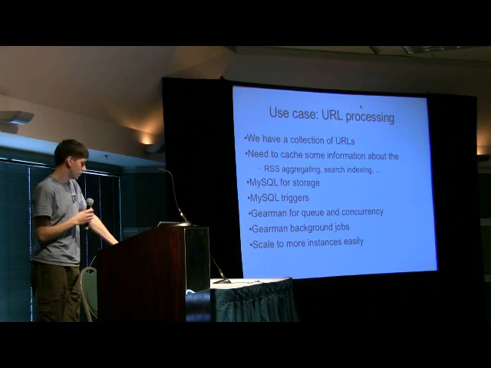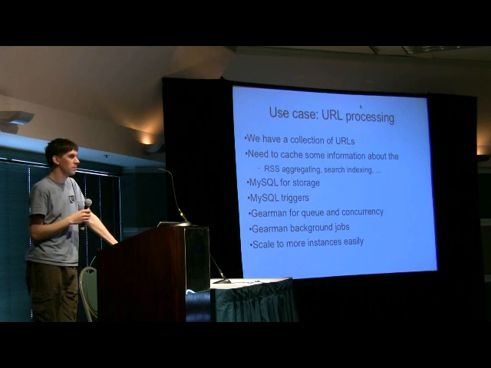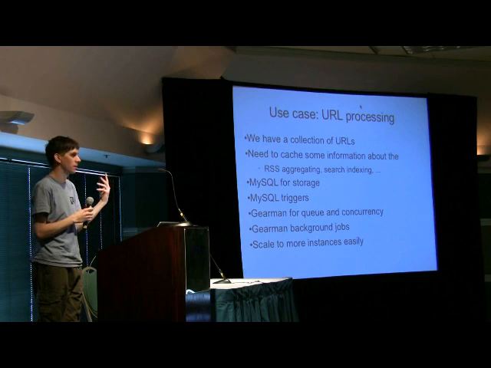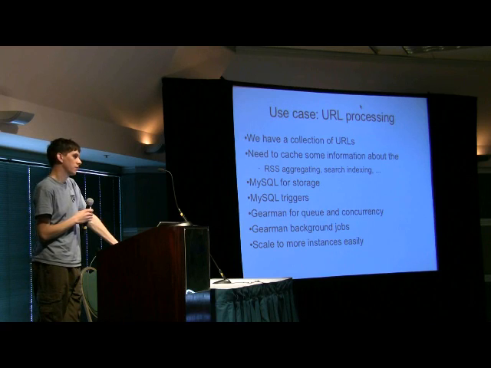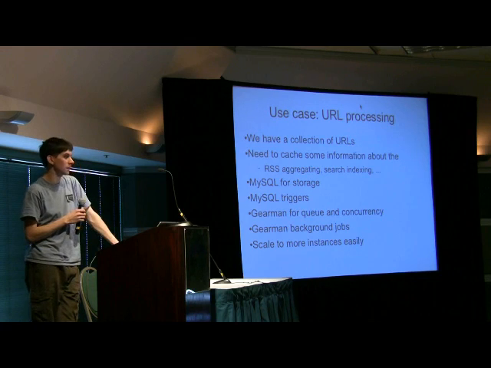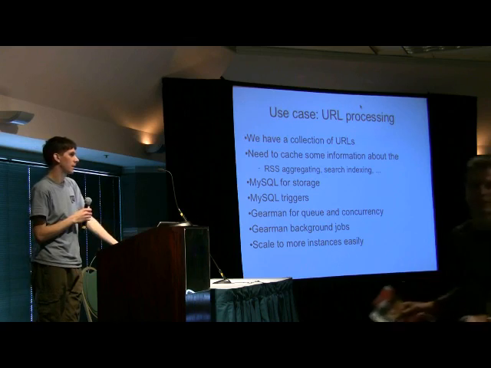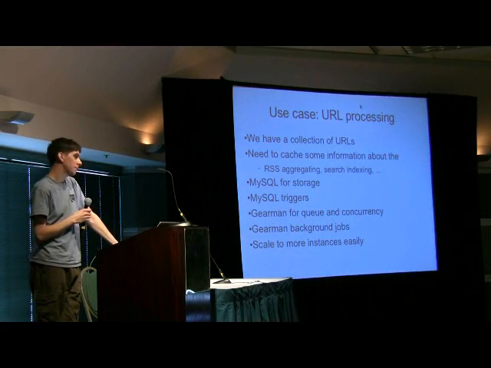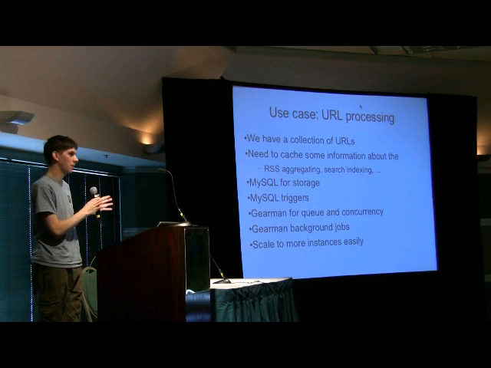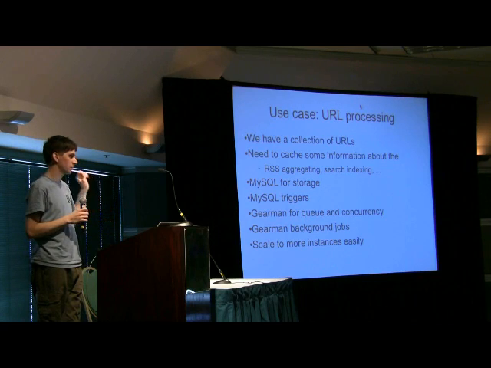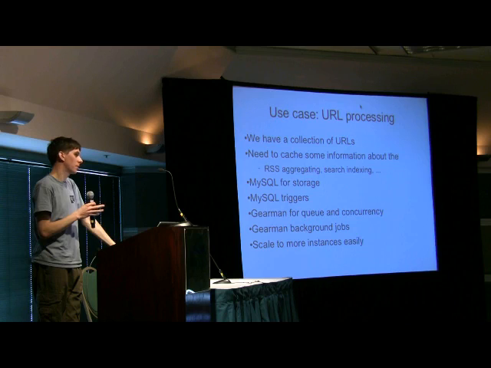So the first use case, which is one of the things I've seen people using before, is URL processing. So you have some collection of URLs for some purpose, RSS aggregating, search indexing, maybe image manipulation, and you want to cache or extract some information out of it. So in this example, we're going to use MySQL for storage and use triggers on tables. And then Gearman is going to be an asynchronous queue, and we're also going to get some concurrency out of it by allowing multiple workers on it. We're also going to use Gearman background jobs. So in Gearman, if you're a synchronous job, you're just a normal job, and that's it. If you're a background job, that means you're asynchronous, which is you're sending something out, and the client just disconnects, and you don't care about the result that the worker may return to you.